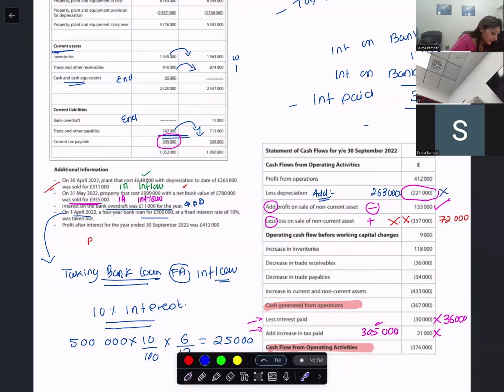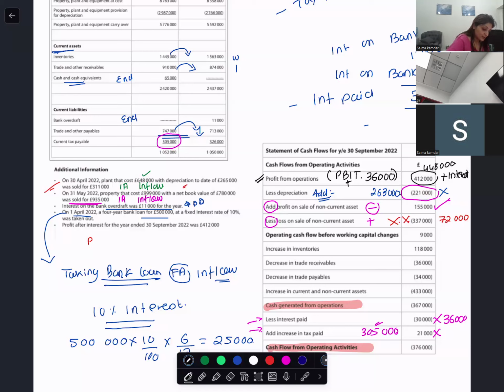Is there any information? Profit after interest was 412,000. Now, which profit do we take over here? Profit before interest and tax. After interest is 412. They've not said after tax, so I will add back the interest. How much is the interest that I have to add back? 36,000. So this will start with 448,000.